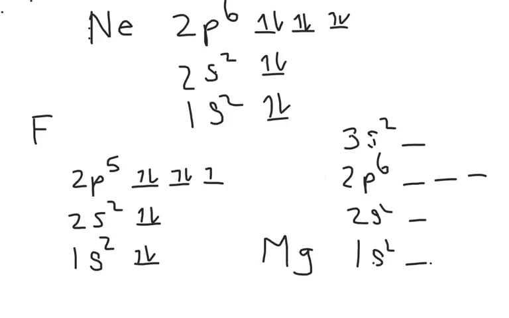But if I actually wanted to make the fluorine ion, so that has a charge of 1 negative, to make that filling diagram, what I would do is add in that extra electron, and I would change the 5 to a 6. So instead of having 2p5, I now have 2p6. You can see that the filling diagram for the fluorine ion is exactly the same as the filling diagram for neon. The same thing happens when you make a filling diagram for a cation.